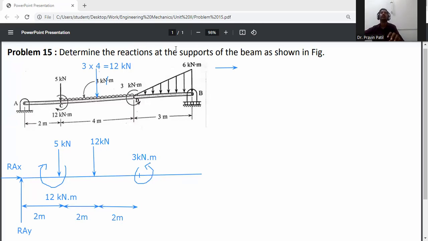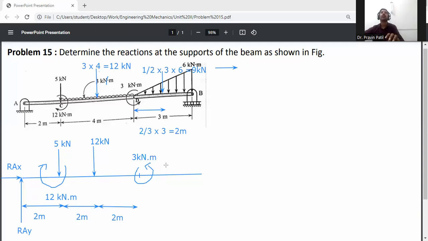So D to B it is a UVL load, that is uniformly varying load. So first of all, this UVL load is converted into a point load. How is it converted? It will be 1/2, base is 3 meters and height is 6 kN/m. 1/2 × 3 × 6 it will be 9 kN. So where should it be acted? It should be acted at 2/3 from D. 2/3 of the base 3 meters, it will be 2 meters from D and 1/3 from B.